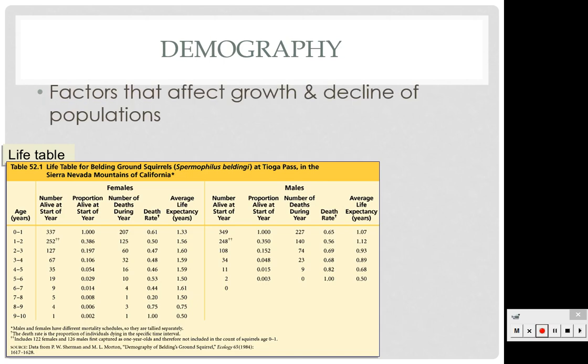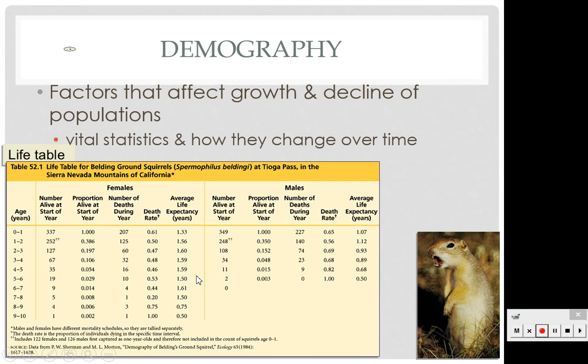Okay, factors that affect growth and decline of populations, vital statistics, and how they change over time. So this is a population of ground squirrels and how their population changed over time. Notice that the males had a much lower survival rate than the females. The death rate as you got to 9 to 10 years for females was basically the same as 5 to 6 years for males.